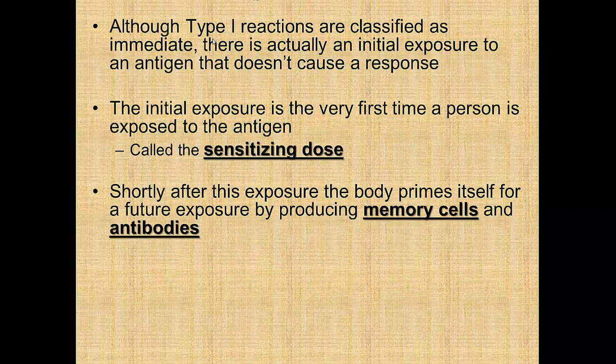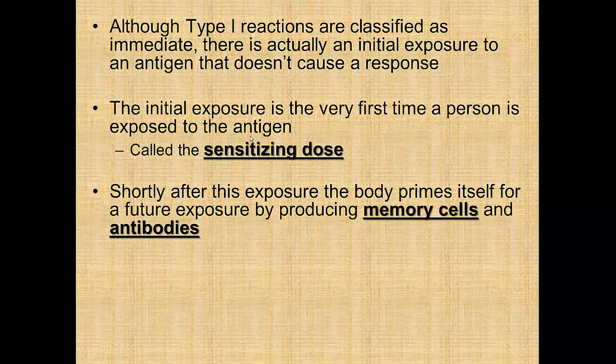Now, when it comes to type 1, we refer to these as being an immediate reaction. But the truth is, you don't actually respond to the antigen or the allergen the very first time you're exposed to it. So the very first time you're exposed to any sort of potential allergen, you actually have what's called the sensitizing dose. The sensitizing dose is essentially kind of like a primer, so to speak. And what's happening is upon first exposure, your body is actually creating antibodies and memory cells to the allergen.